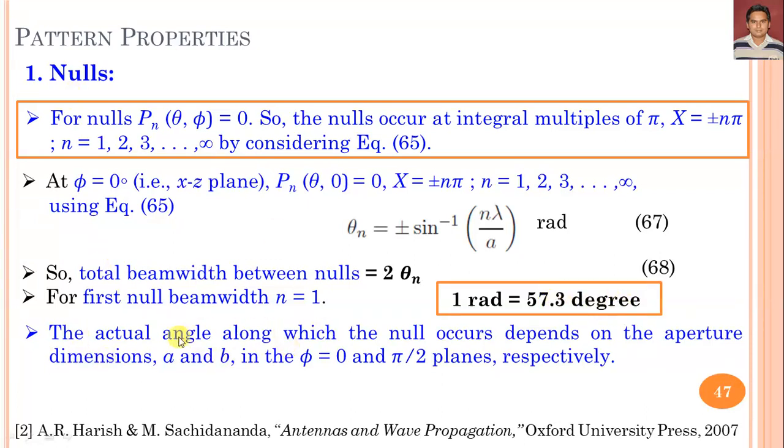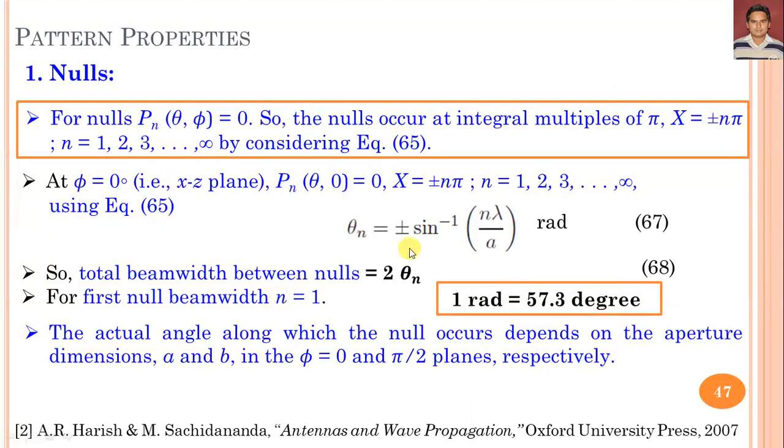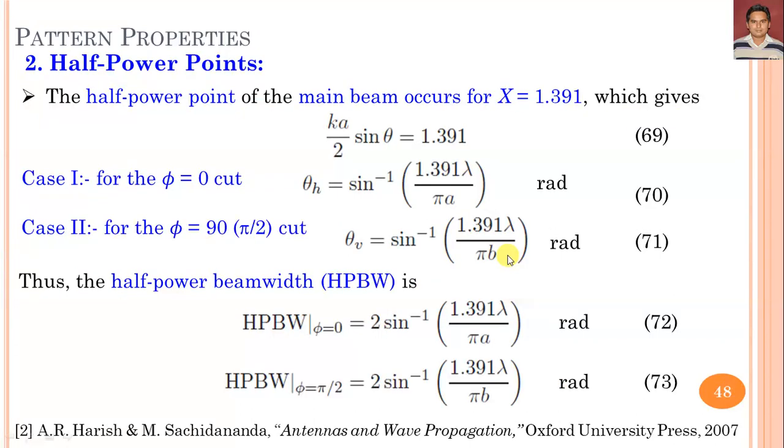So we can say the actual angle at which the nulls occur depends on the aperture dimensions a and b in the phi equal to 0 and pi by 2 planes respectively. This analysis we have done in the xz plane, which is known as the H plane. If you want to analyze in the yz plane, or we can say the E plane, then you can consider equation 66. Then you find that theta n is dependent on b, but in the H plane it is dependent on a. This is the basic difference among them.